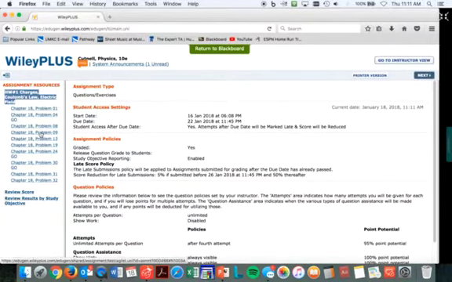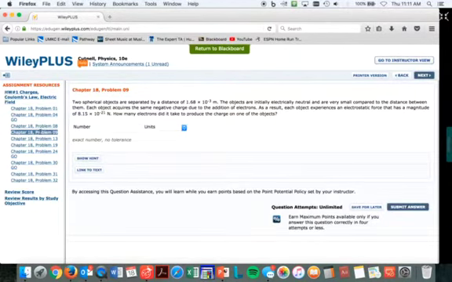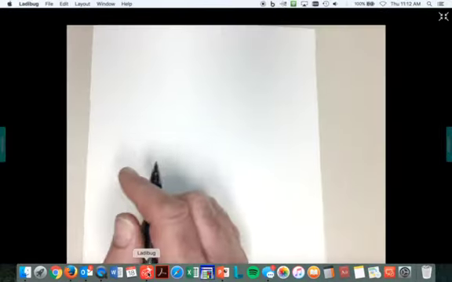Let's look at problem number 9, because I'm going to give you another assignment for chapter 18 also. It'll be part 2. Okay, so it's two spherical objects separated by 1.68 times 10 to the negative 3 meters. So this is a Coulomb's law problem. The objects are initially electrically neutral. All right, so let's just get started and draw the problem.